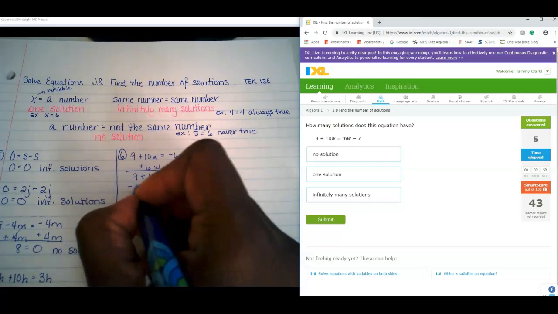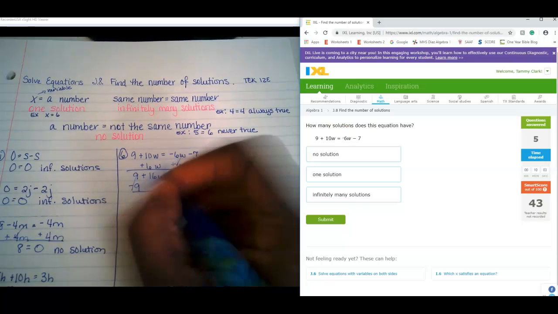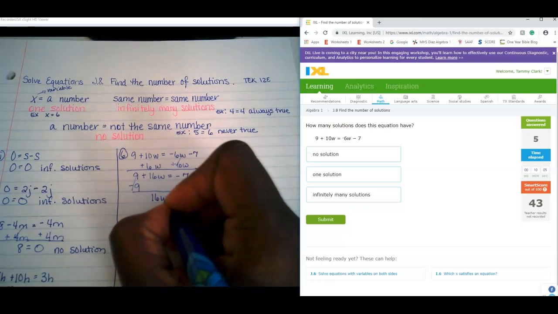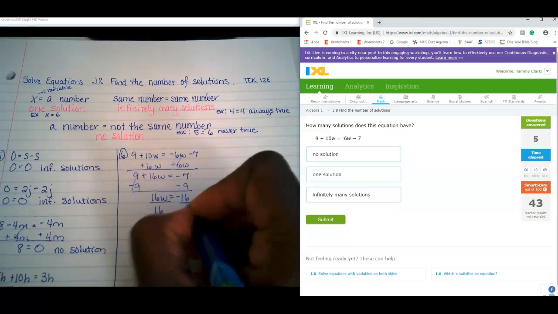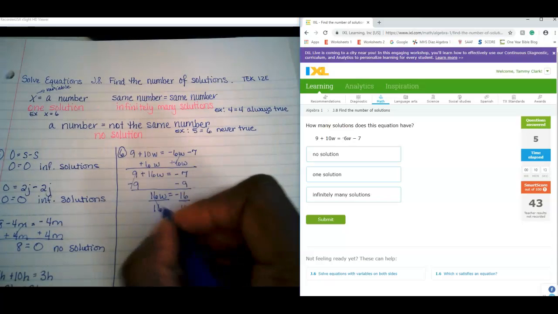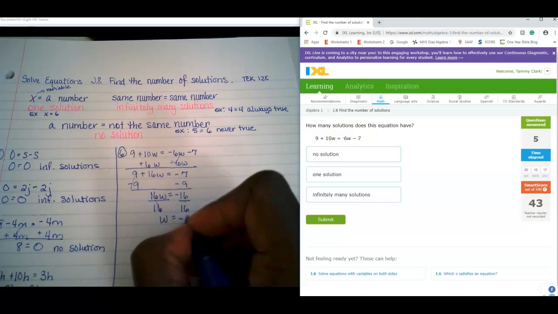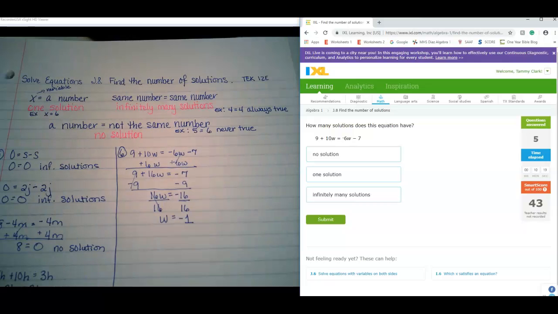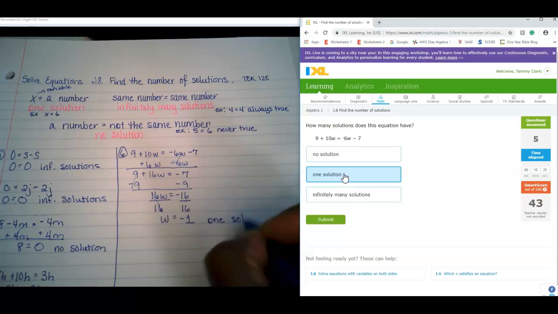Then I'm going to subtract 9 from both sides of the equation. And that leaves me with 16w equals negative 16. I'm going to divide by 16 on both sides of the equation. 16w divided by 16 leaves me with 1w, and w in this case would equal negative 1. So I have only one solution because I know what the value of w is.